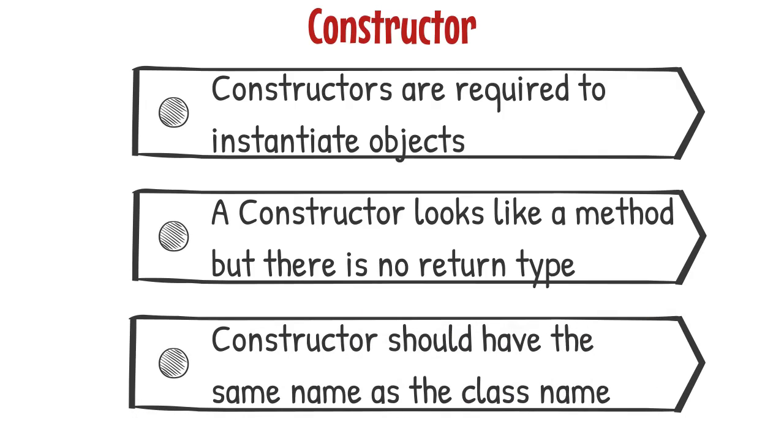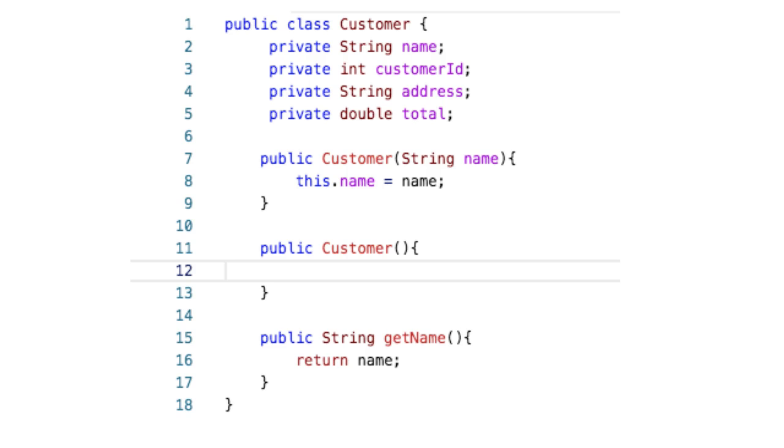Here are some facts about the constructor. Constructors are required to instantiate objects. A constructor looks like a method but does not have a return type. Constructor name should match the class name. So notice that the constructor does not have a return type and the name is the same as the class name, which is Customer.